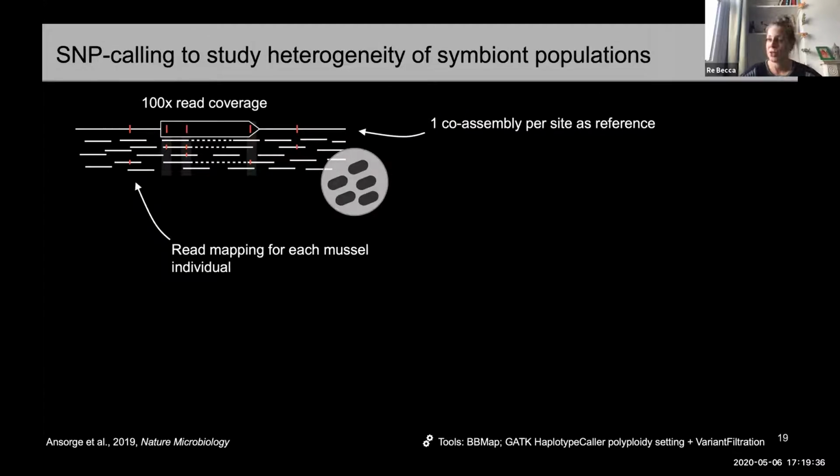So the first question was, do we have strain diversity? So do we have any kind of heterogeneity within the population of single host individuals? And to answer these questions, we performed a SNP calling approach where we used this co-assembly per site as a reference sequence, and then we mapped all the metagenomic reads for each mussel separately to this co-assembly, and then we called the different SNPs in order to understand how heterogeneous is the per mussel population, so to say.